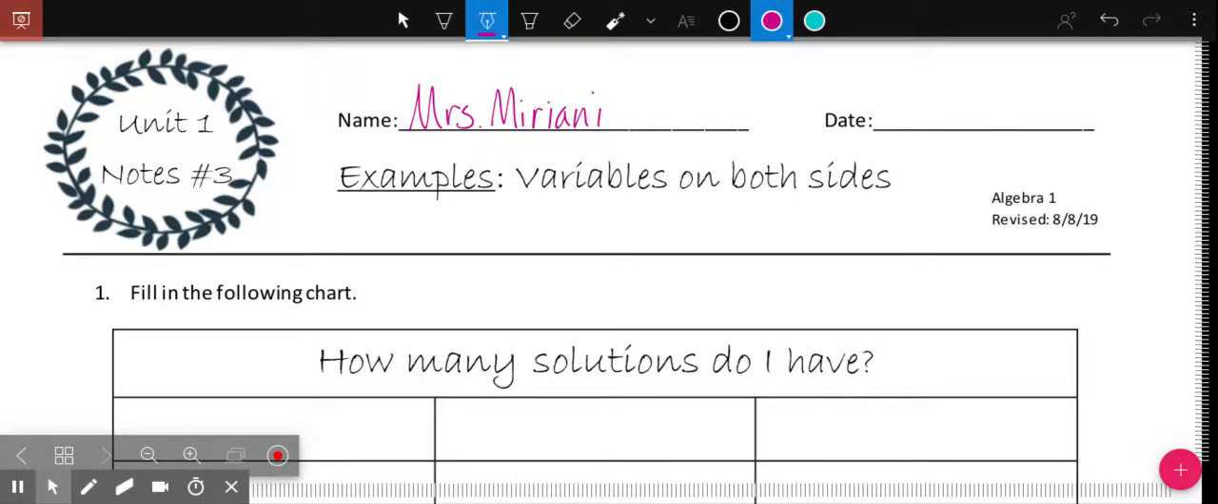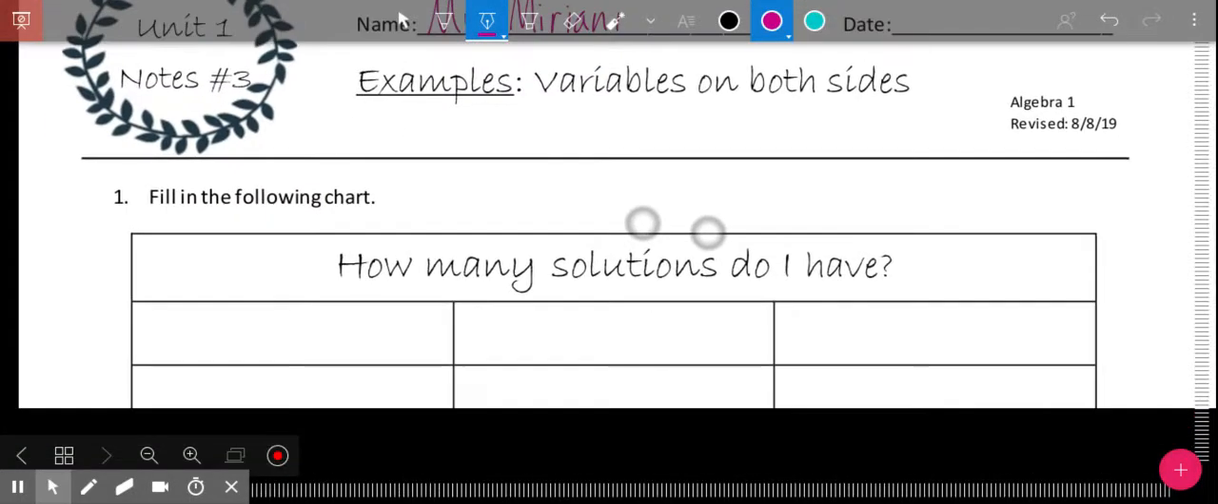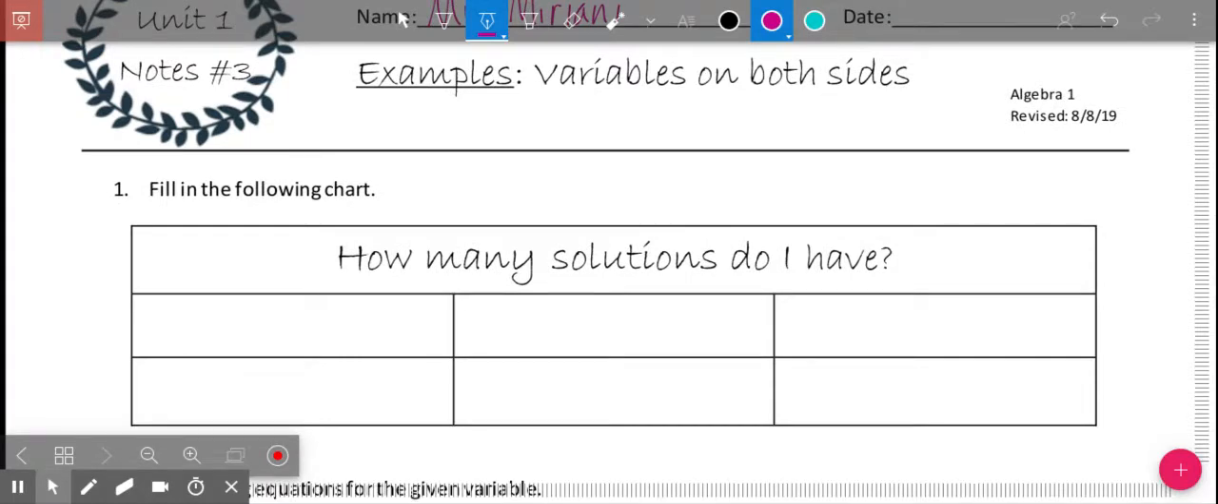All right, so in today's examples, we're going to be looking at variables on both sides. Okay, so solving equations that have variables on both sides of the equal sign. So remember, sometimes when we solve an equation, we can have three different types of answers. We can have one solution, we can have infinitely many solutions, or we can have no solutions.